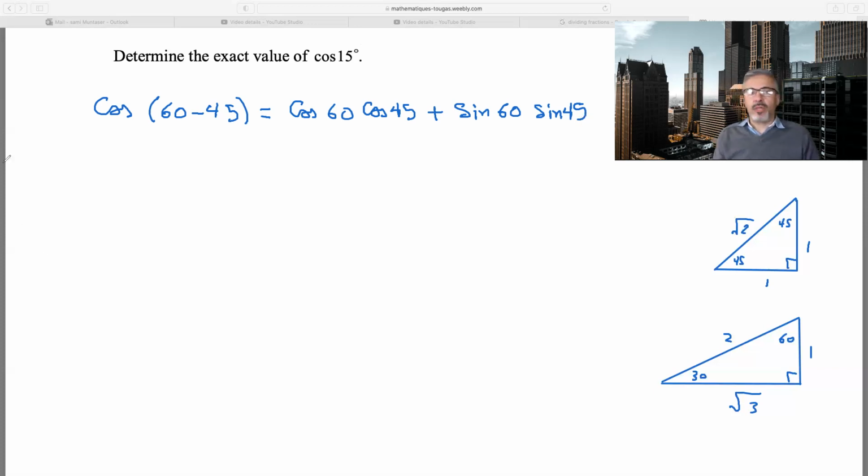So there we go. So going back to this question, we wrote this out this way now, just straight plugging in cos 60.